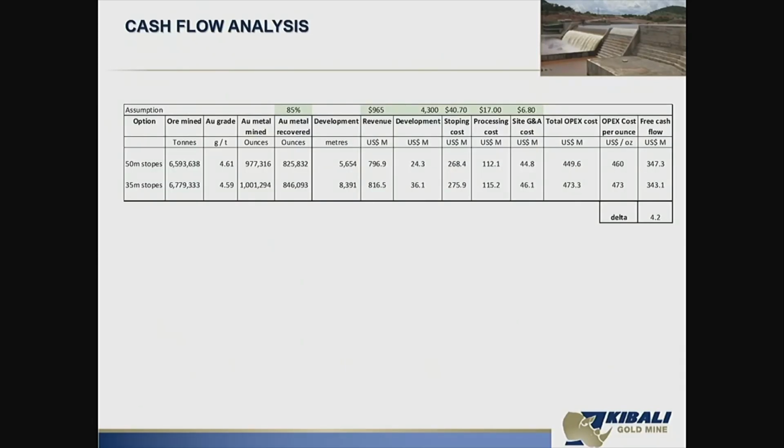This is just having a quick look at the cash flow, considering the development meter requirement that is driven by the inventory that you came up with earlier, and the stoping costs, processing costs, G&A, OPEX, and some other sustaining capital. As you could see, by increasing the sublevel spacing, the cash flow tends to be better than reducing it. However, it doesn't seem to be that significant, which is an important point to get our head around.